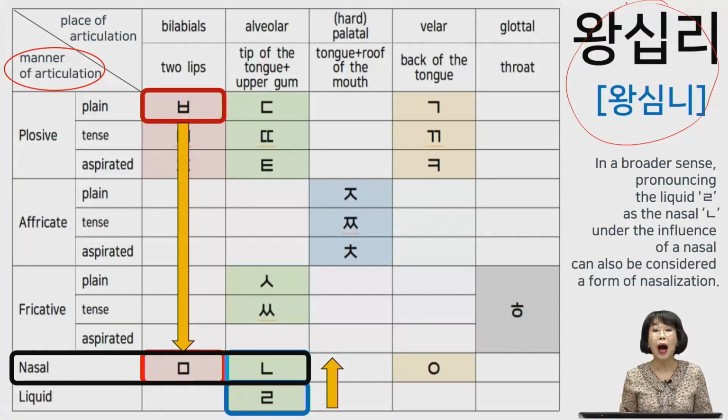왕십리. In a broad sense, pronouncing the liquid 르 as a nasal sound 느 under the influence of a nasal can also be considered a form of nasalization. 르 becomes 느. So there are two nasal sounds. We call it nasalization.